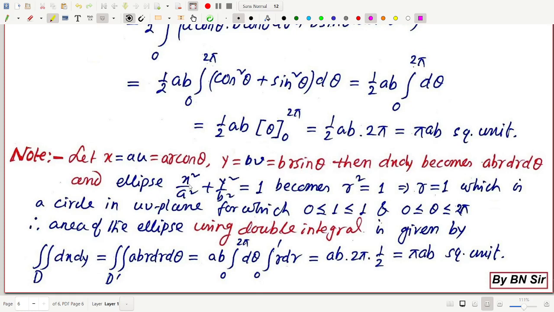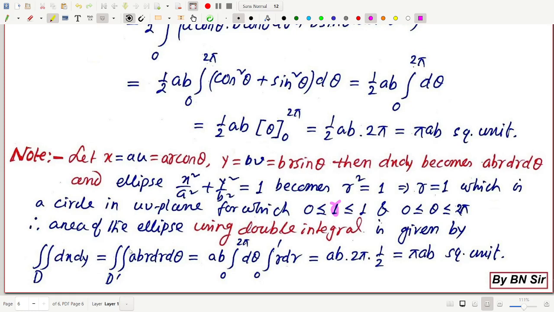And the ellipse x square by a square plus y square by b square equal to 1 will become what? x by a will be u and y by b will be v, so u square plus v square equals 1, but u is r cos theta and v is r sin theta, so ultimately r square equal to 1. So r equal to 1, which is a circle in the UV plane, for which r varies from 0 to 1 and theta from 0 to 2 pi, a circle with center origin and radius 1.